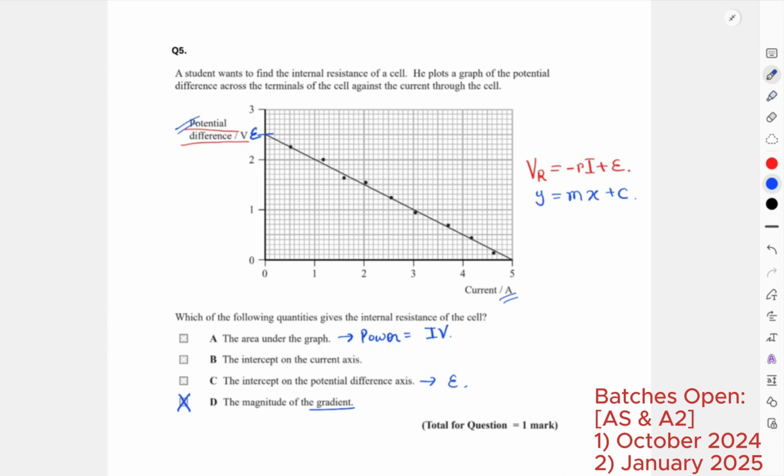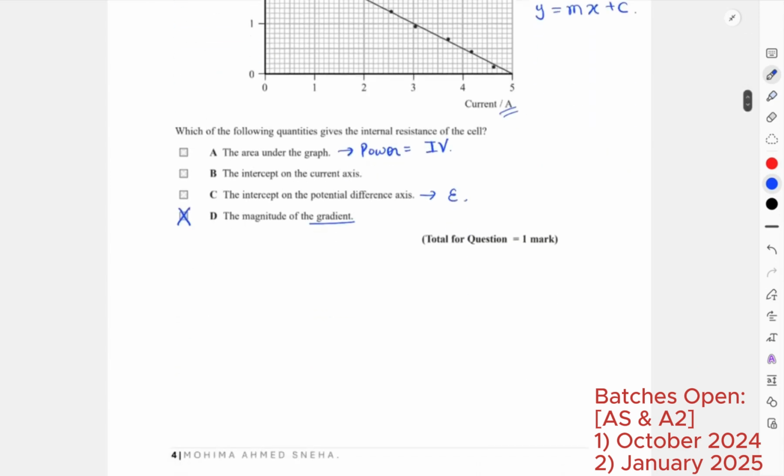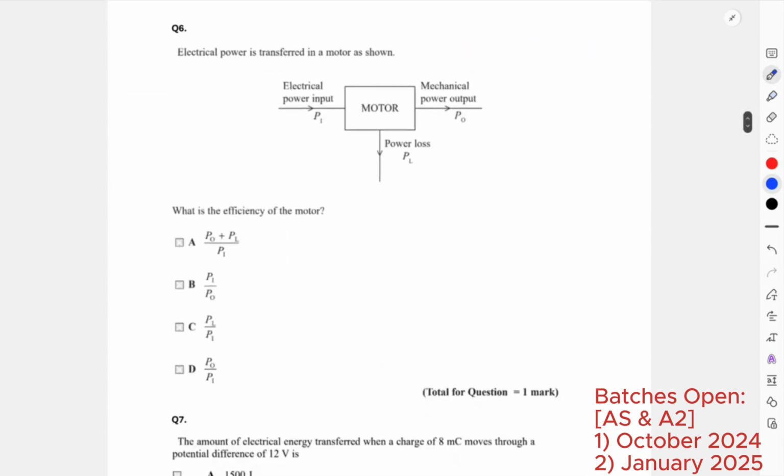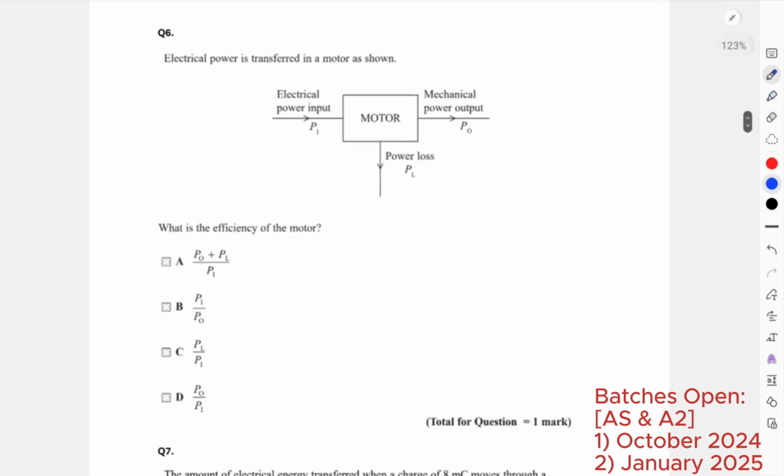I hope it was clear enough for all of you to understand. We're going to move on to the next question. Electrical power is transferred to a motor as shown. This is the total power input. This is the mechanical power output. So obviously this is the useful one. And power loss, obviously this is the waste.